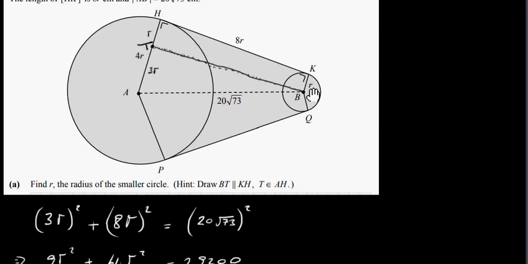Now, by the way, why is this angle the same as this angle? Well, remember this side here is parallel to this side here. This here is parallel to this side here. So this angle here is going to be the same as this angle here. So we've already worked out this angle here, so it's going to be the same as this angle here.